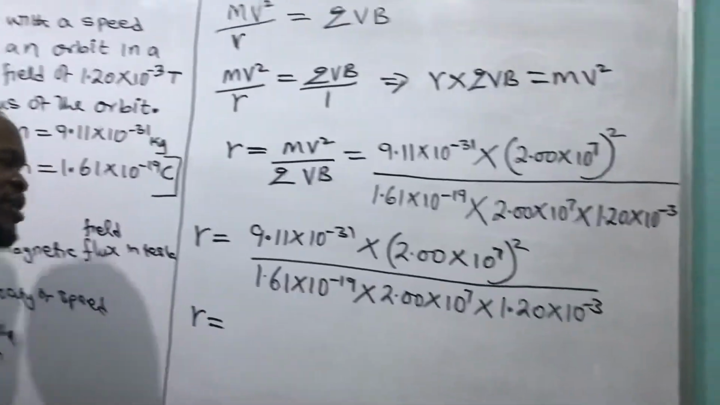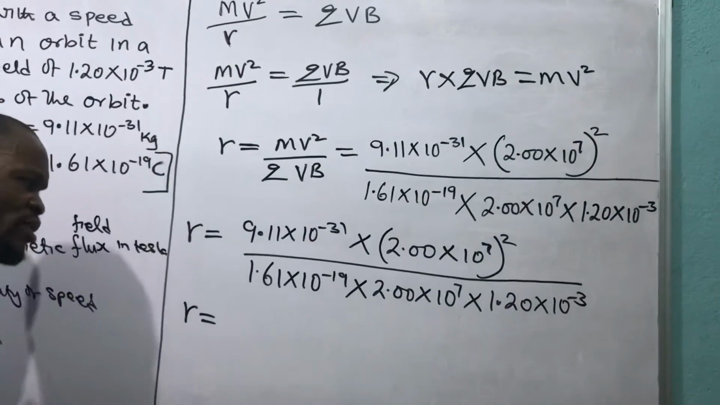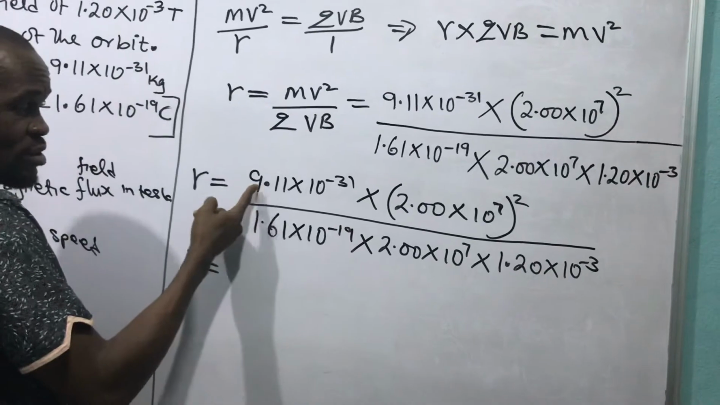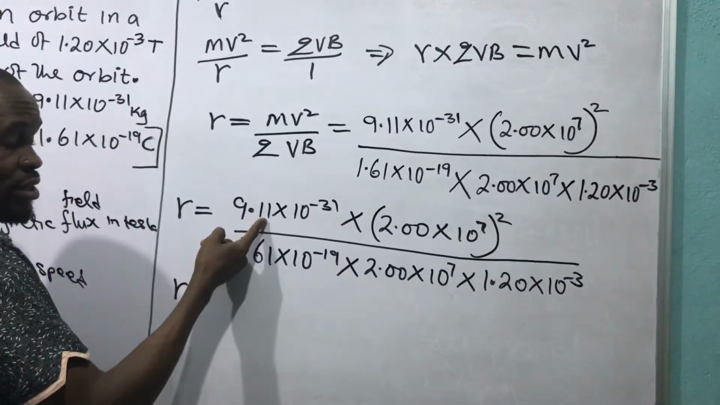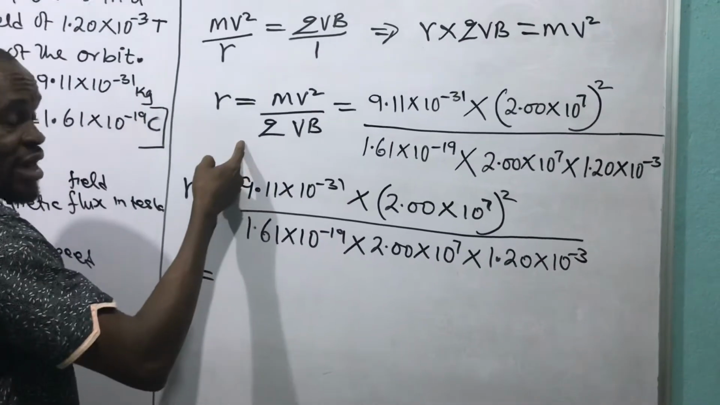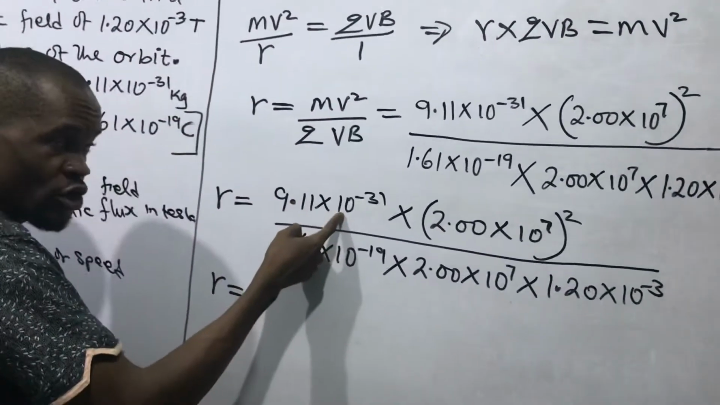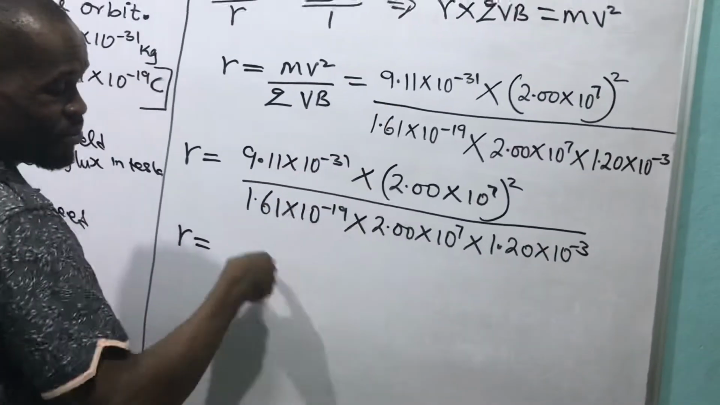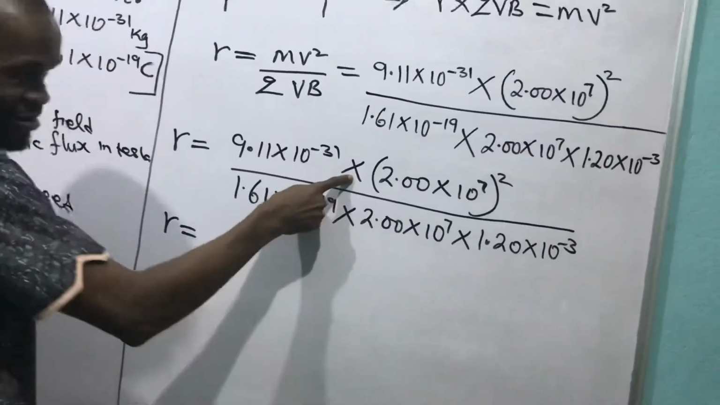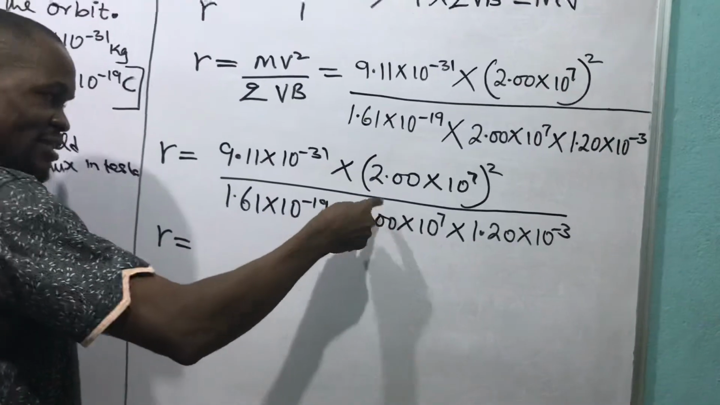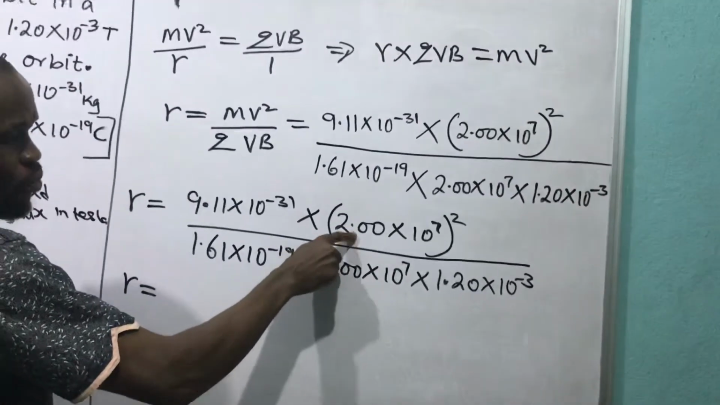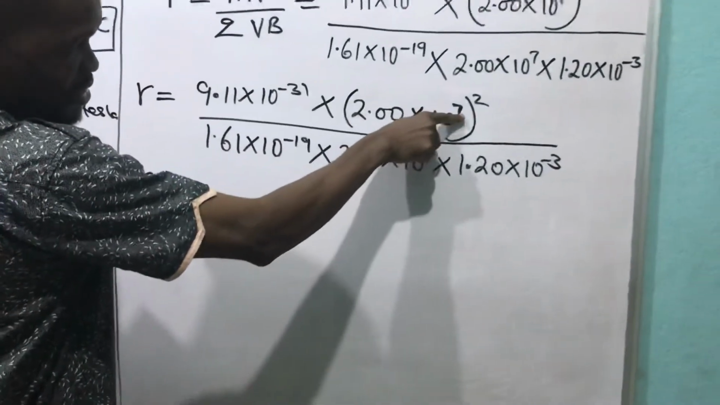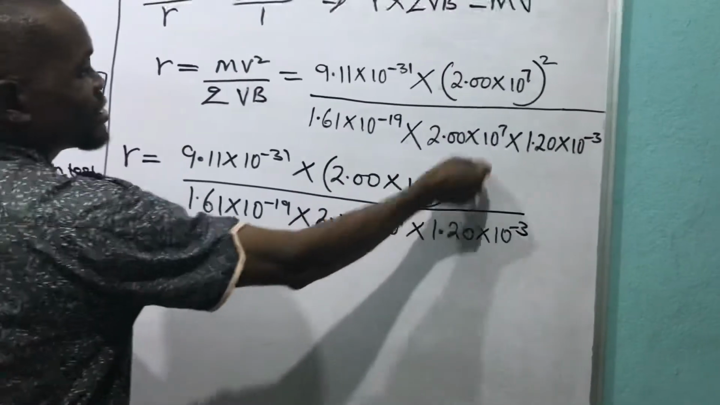Using your calculator, if you bring out your calculator, let me show you what to do. You press in your calculator 9.11. When you get here, press shift in your calculator. Then press log. You will see small 10. Press minus 31. Then press equals to. Then press times. When you press times, open these brackets. Press 2.00. When you get here, press shift log 7. You close the brackets. Press square.